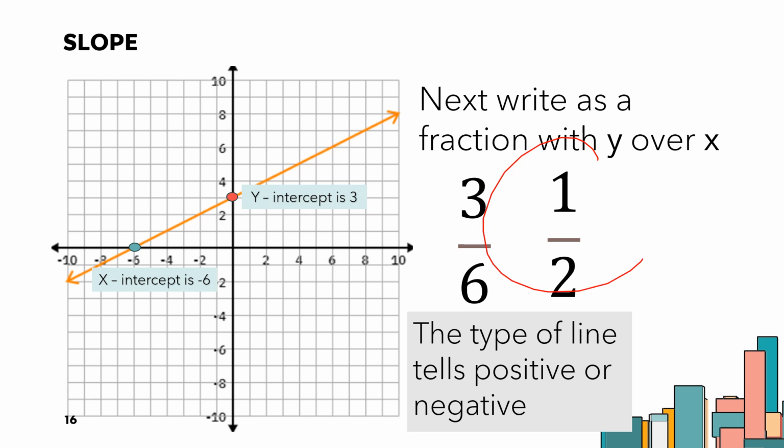If you got 1/2, you're correct. And it's a positive 1/2 because your line's going up. The top of the line tells us if our slope, or the fraction here, is positive or negative.